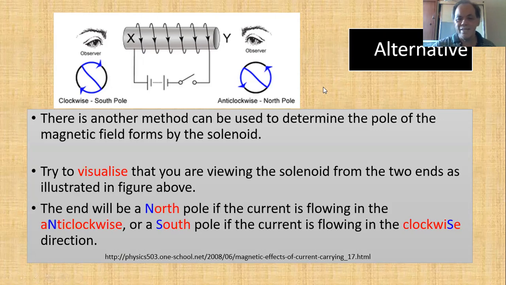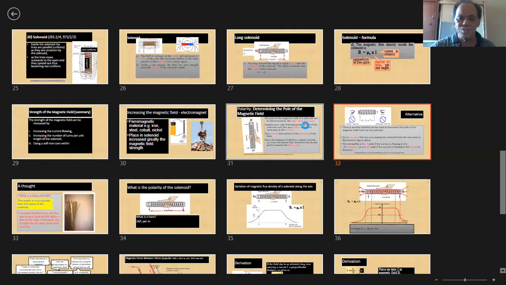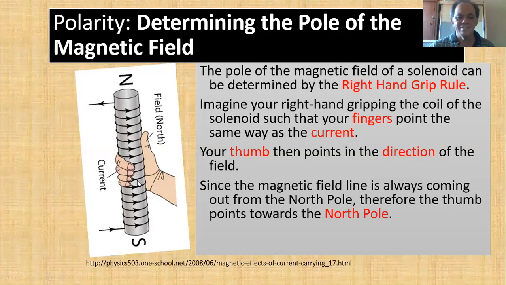Either way, you can choose to use this way. To me, I feel this is easier. The fingers show the direction of the current. Yeah, you just grip the right direction, and then that shows you where the north is here.